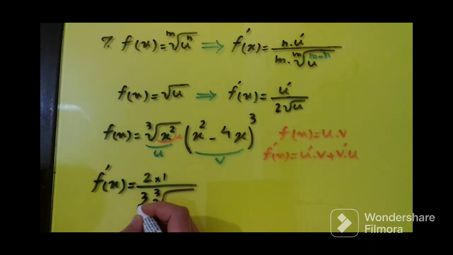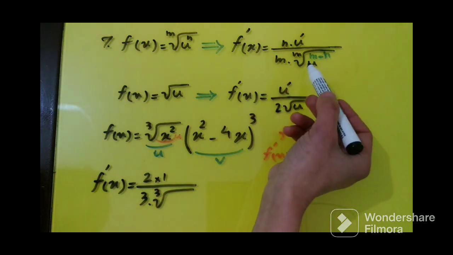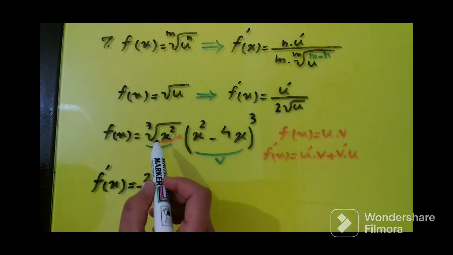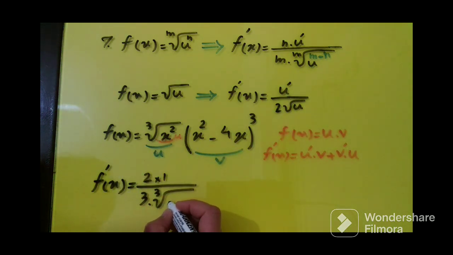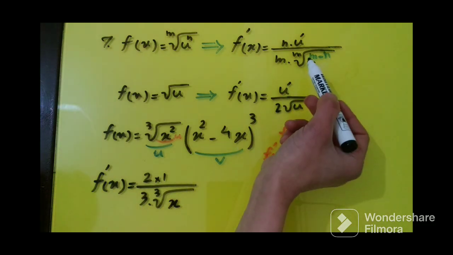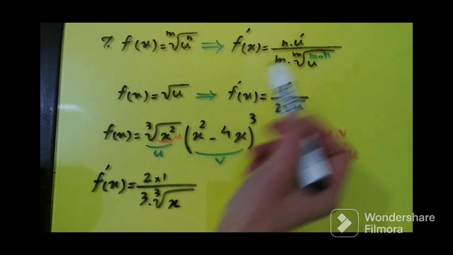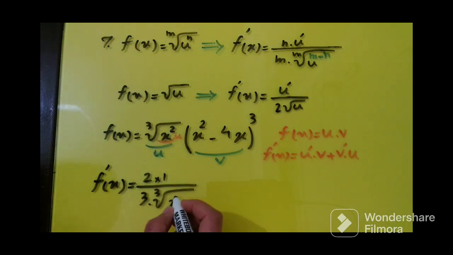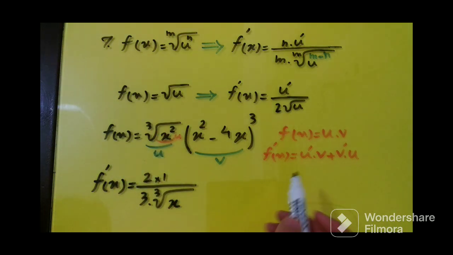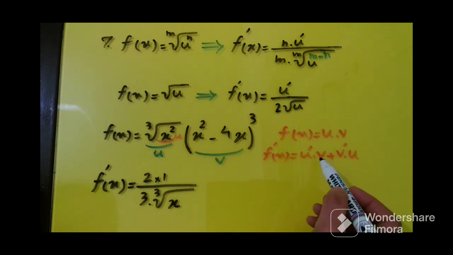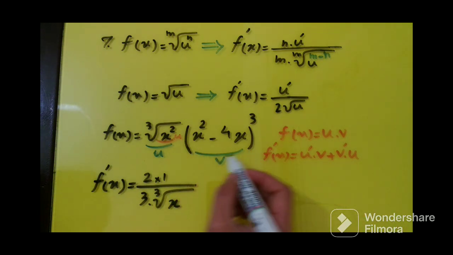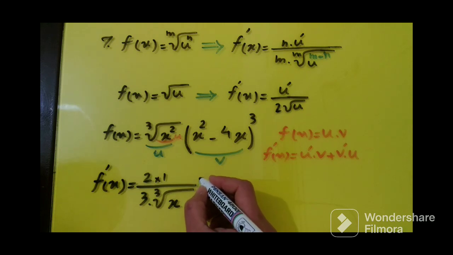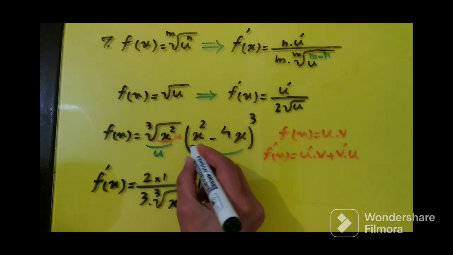3. As u is x, you should put x. For the power, m minus n, 3 minus 2 is just 1. Times v. v is this term, so you should multiply by this term.